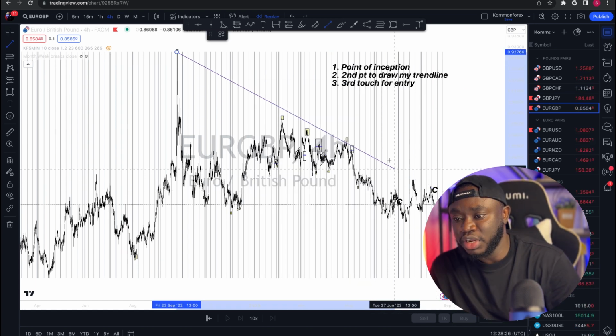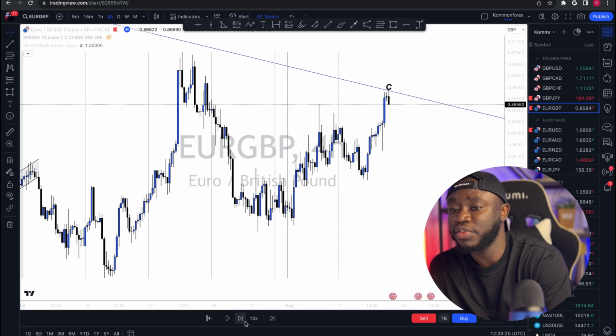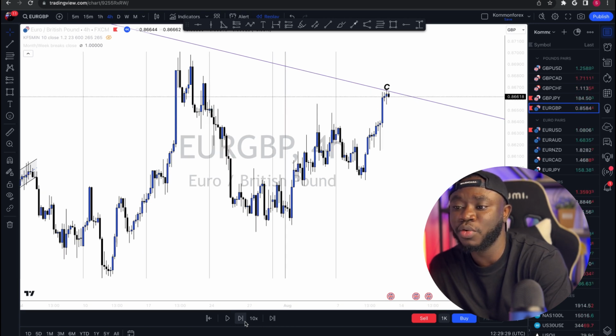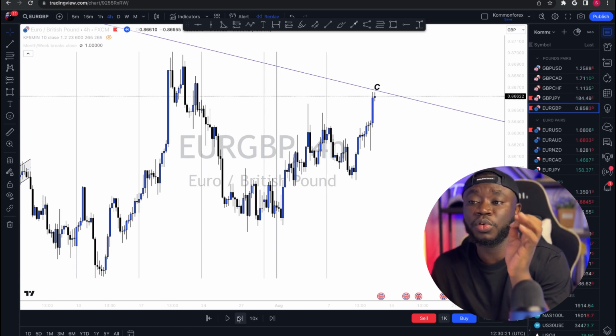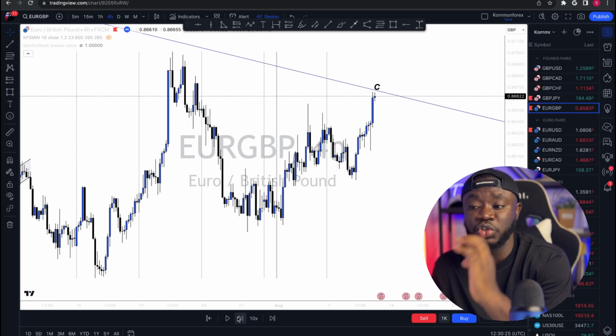This was the beginning of the downtrend, and then this was my second point, which was point B, and then my third point, which is now at the bottom here. I just wait to see the market hits the trend line for the third touch. Once it hits it for the third touch, I now look for my entry with a confirmation. I actually got a setup that gave me less than 15 pips of stop loss. So I actually risked less than 15 pips on this particular trading setup. Let me show you how it looked.